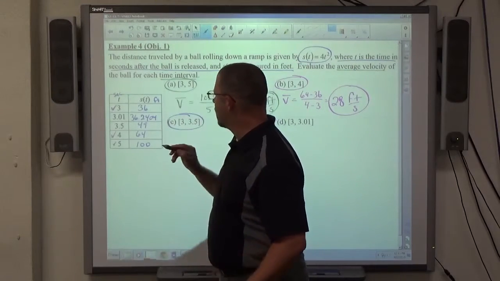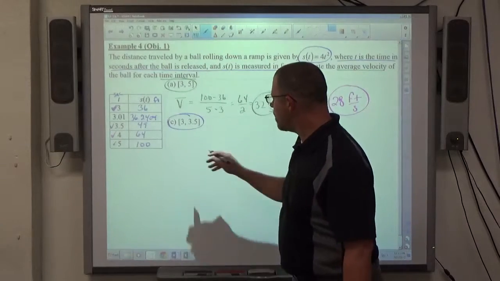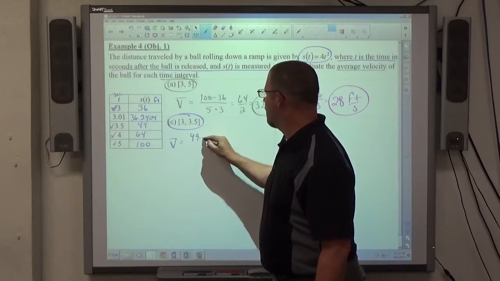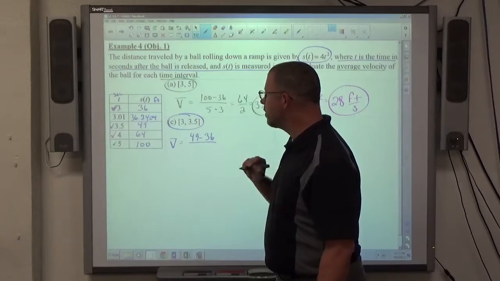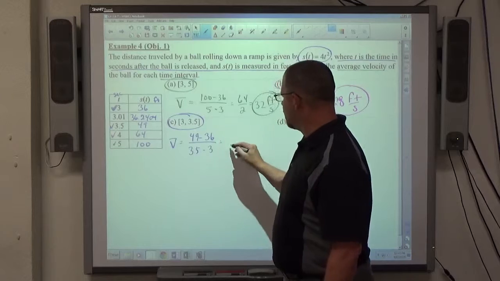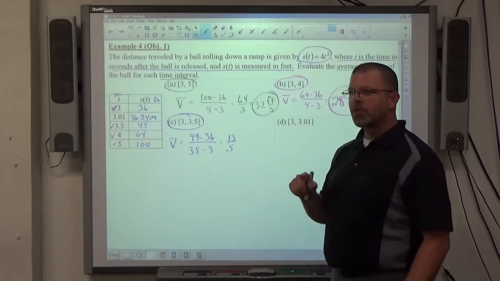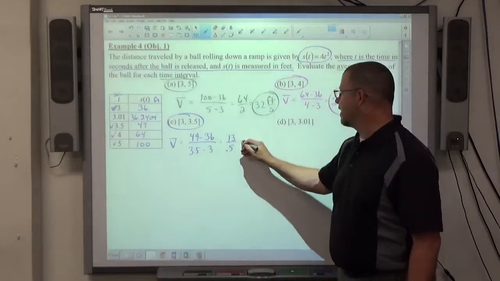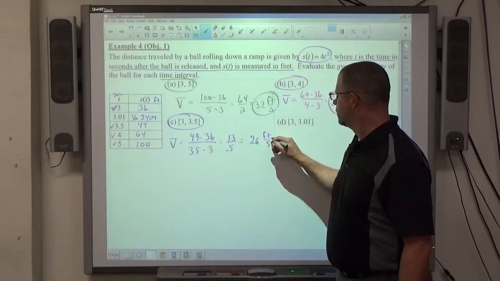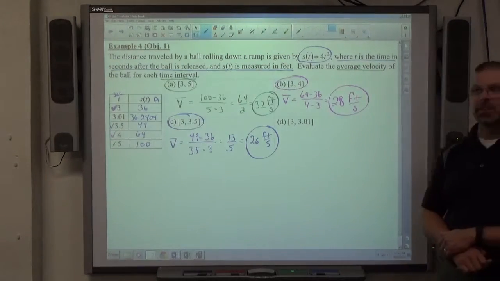Next we have from 3 to 3.5. So our velocity is going to equal 49 minus 36, how far it went, divided by 3.5 minus 3, how long it took. So we went 13 feet in a total of 0.5 seconds. 13 divided by a half is equal to 26. Divided by half is the same as times 2.